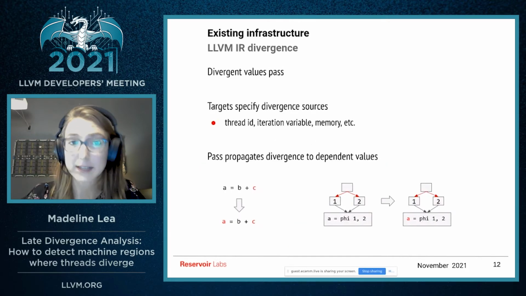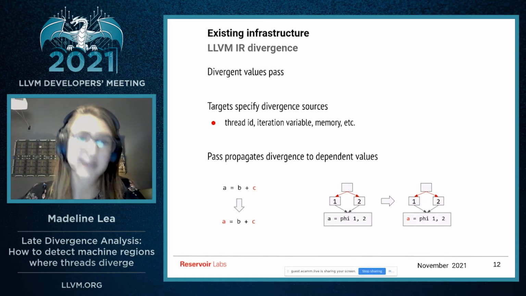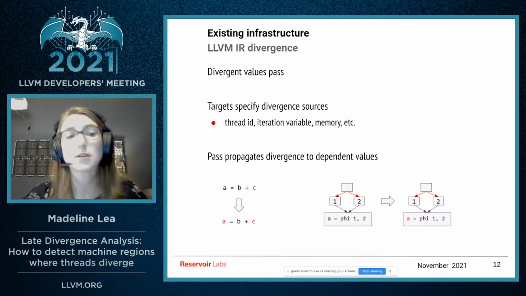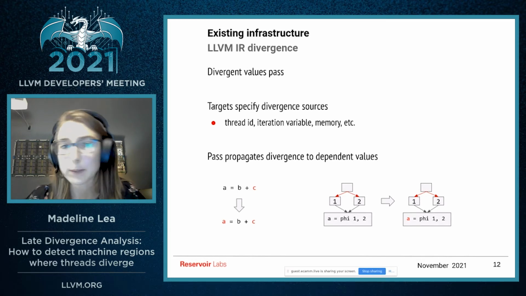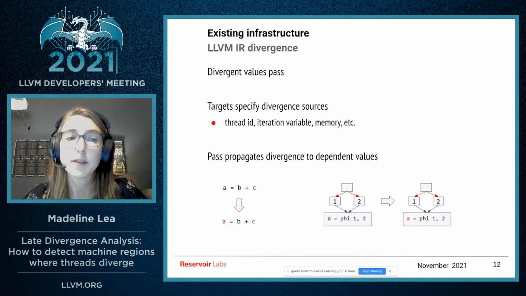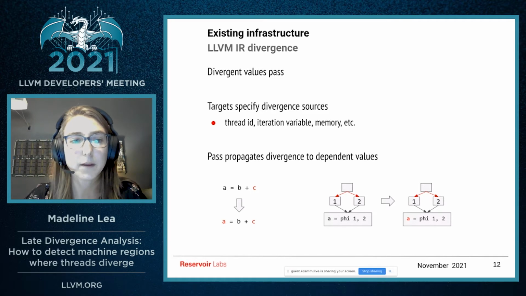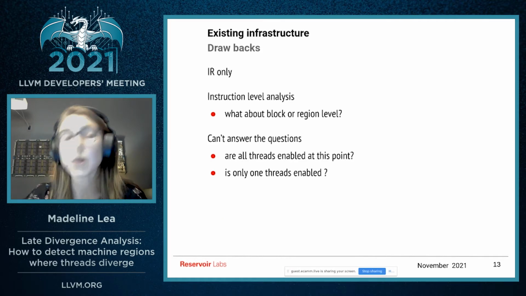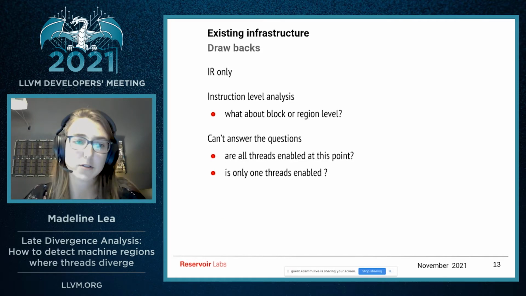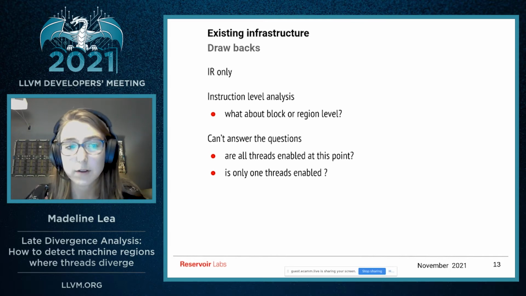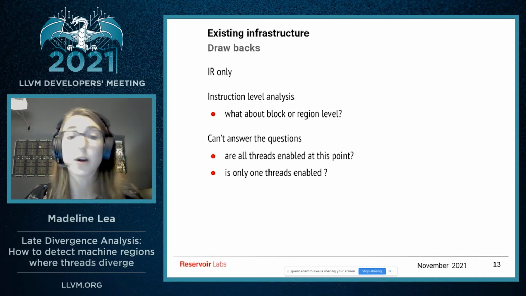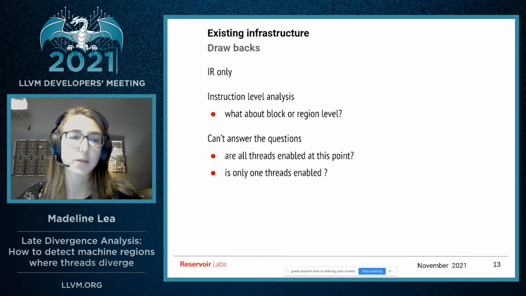LLVM has a built-in divergent value pass, and this is over the IR instructions. Targets will specify divergent sources, things like thread ID, iteration variable, maybe memory. And then the pass propagates that divergence to dependent values, either data or sync dependent values, as shown below. But what are the limitations of this? This is only accessible in the IR and not on machine instructions. It's also done at the instruction level, and so not at the block or region level. And so we can't quite answer the questions: are all threads enabled at this point? Is only one thread enabled?